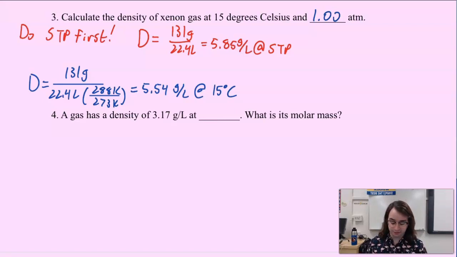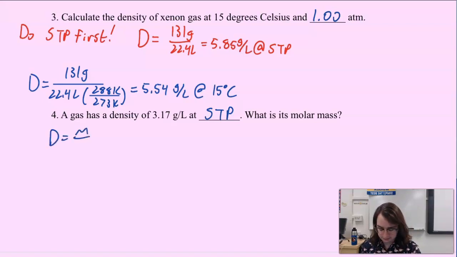All right, let's look at number 4. A gas has a density of 3.17 grams per liter at STP. What is the molar mass? Oh, so this time we are looking for molar mass. Remember that molar mass is grams over moles. So we are given a density this time of 3.17. And we would probably want to figure out the mole or the mass of the object first, and then we can probably go from there.